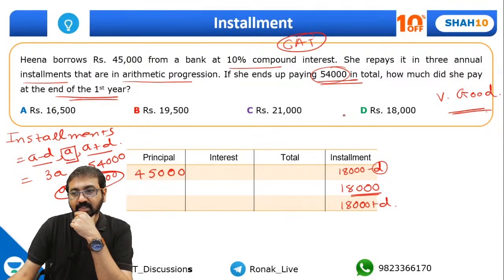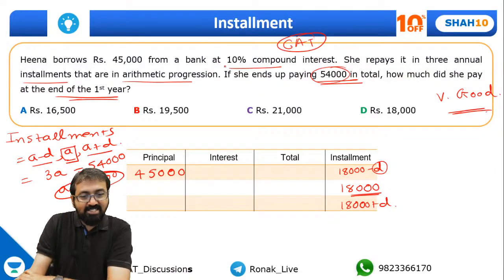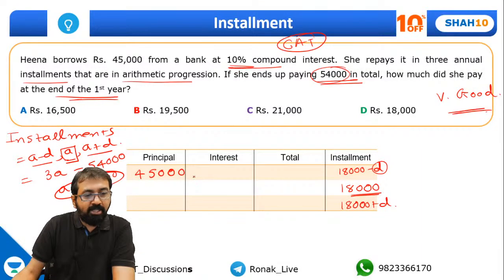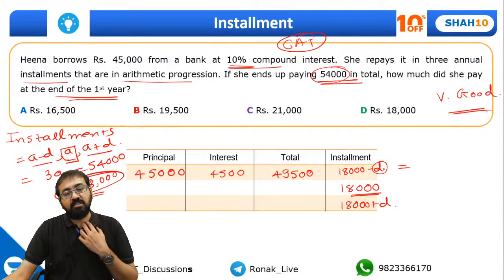Okay, fine. Now let's do it this way, everyone. So interest is 10%. So what will be interest for first year? Can I say 4,500? So total will be 49,500. Let's subtract installment out of this.